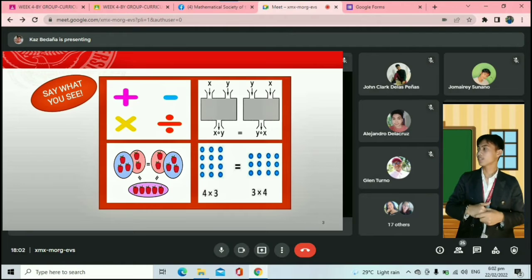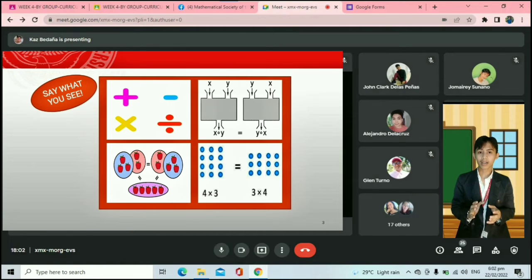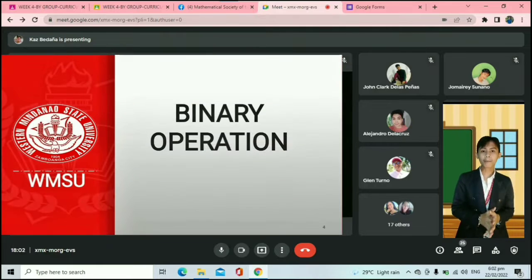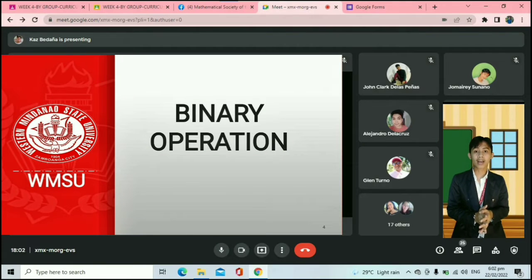Yes, very good. It shows the four fundamentals, and we can also see in the picture that they distribute to one another. Yes, very good. It is a binary operation. So, our topic for today is all about the binary operation. What is a binary operation?